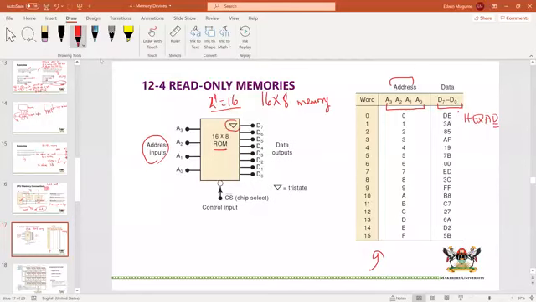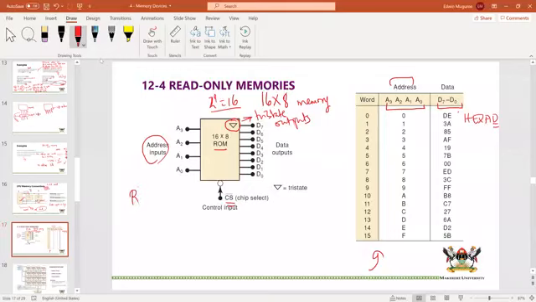And this says that it has tri-state outputs. That means that when this chip select is disabled, these outputs are in the high Z state. This is chip select, which is the control input, and it is active low. So if you want to read from this memory, you have got to make that low.